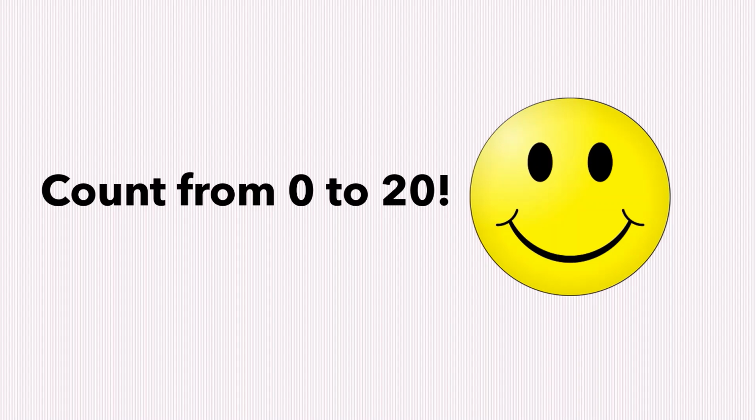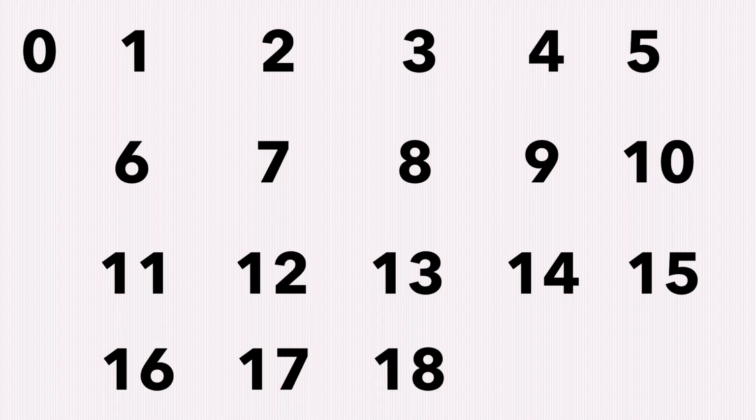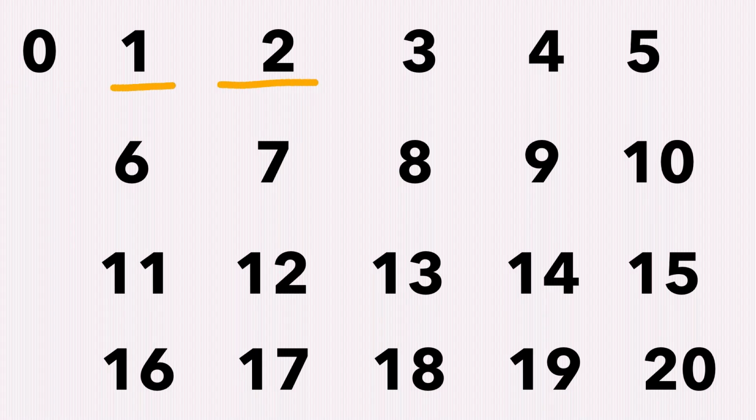Now we will count from 0 to 20. 0, 1, 2, 3, 4, 5, 6, 7, 8, 9, 10, 11, 12, 13, 14, 15, 16, 17, 18, 19, 20. Let's do it faster this time, clapping after we say the number. Let's go. 0, 1, 2, 3, 4, 5, 6, 7, 8, 9, 10, 11, 12, 13, 14, 15, 16, 17, 18, 19, 20. Good job.